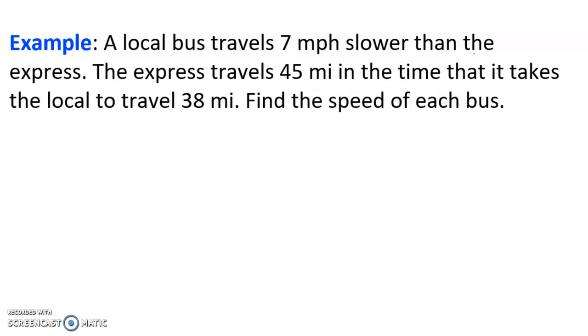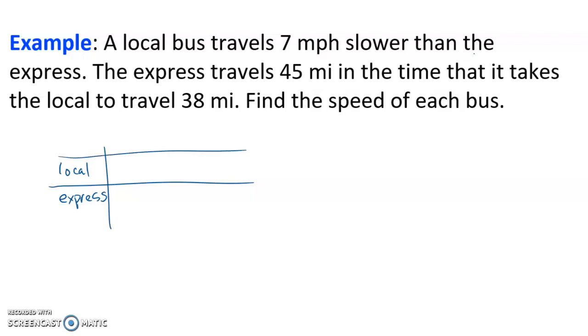In this video, we'll solve this word problem. Okay, so here we have two kinds of buses. One is the local bus, and one is the express bus. And we're trying to find the speed of each bus. So let me put the speed here. So we will set them for x.